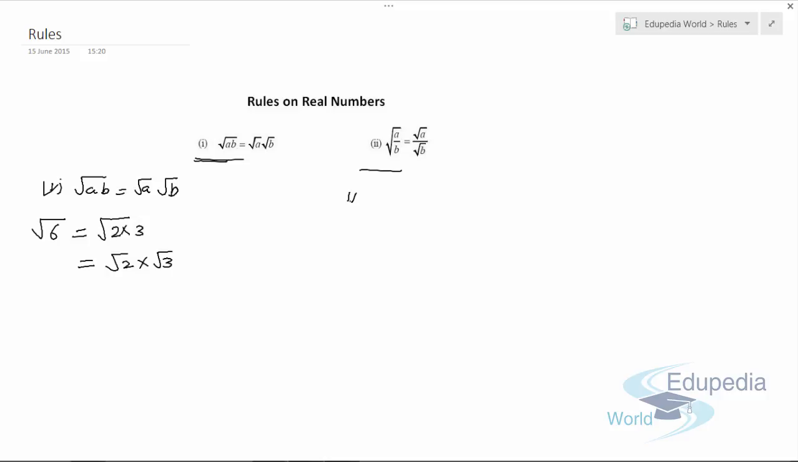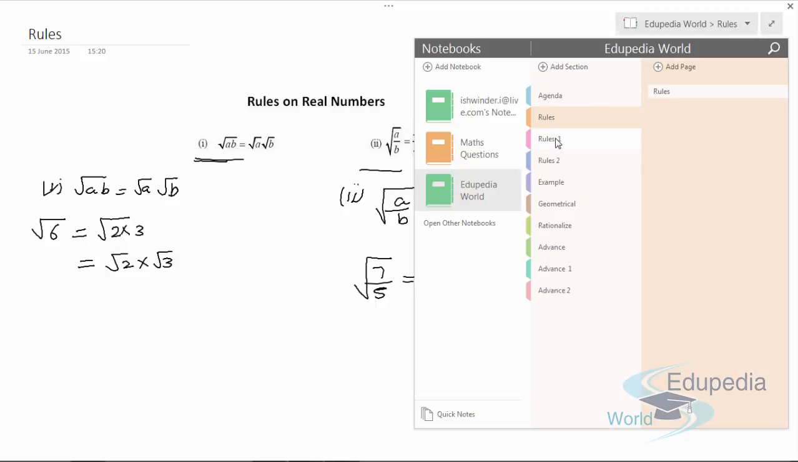Now the second rule is under root of A upon B can be written as under root of A by under root of B. So this means suppose we have under root of 7 upon 5. This means it can be written as under root of 7 upon under root of 5. So let's move on to further rules.